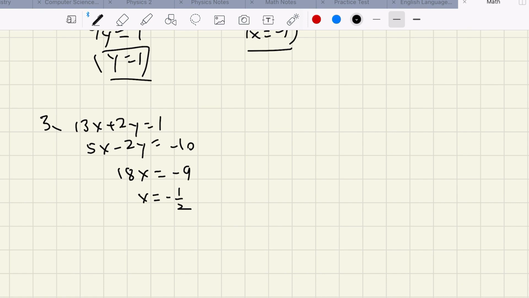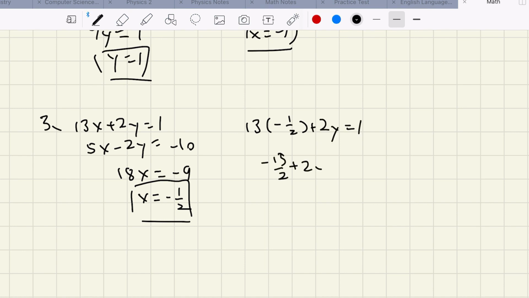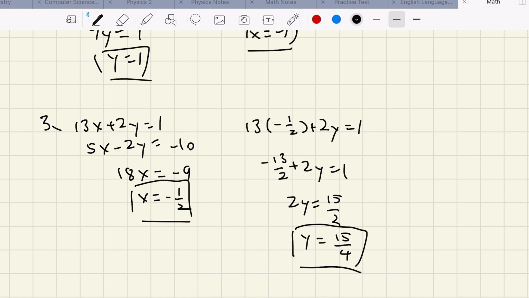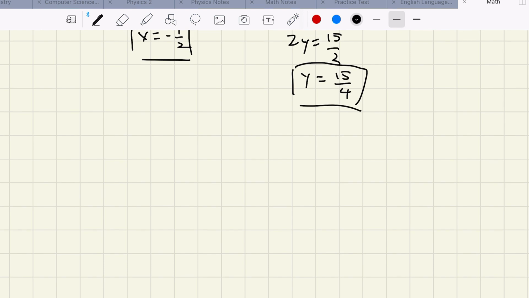Let me check. Yeah, okay, x equals negative 1 over 2. 13 times negative 1 over 2 plus 2y equals 1. Negative 13 over 2 plus 2y equals 1. 1 plus 13 over 2 is 15 over 2, so 2y equals 15 over 2 and y equals 15 over 4. Okay, let's try another problem.